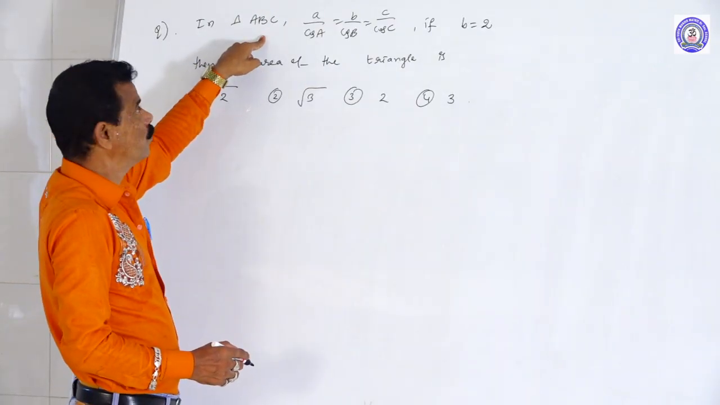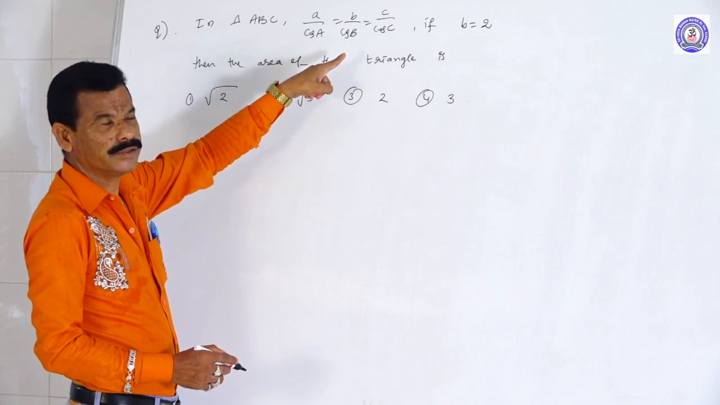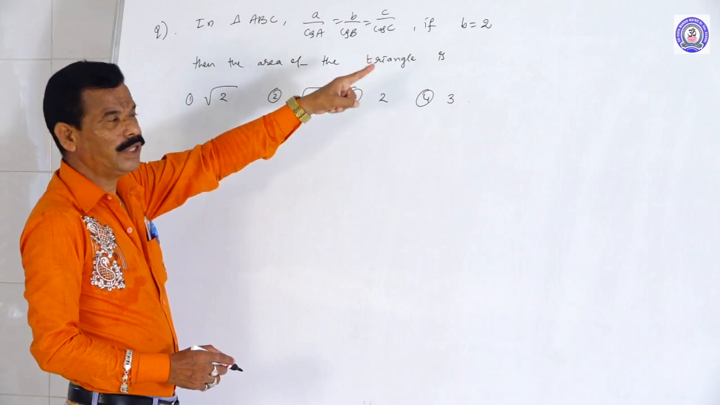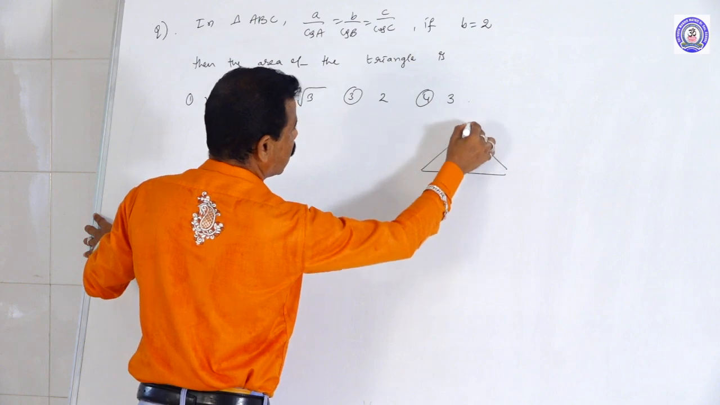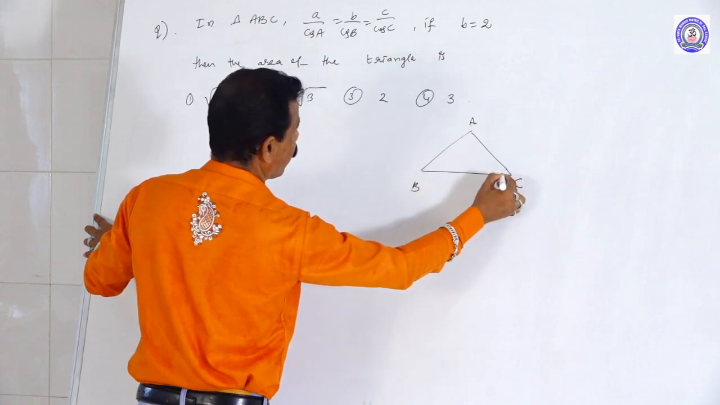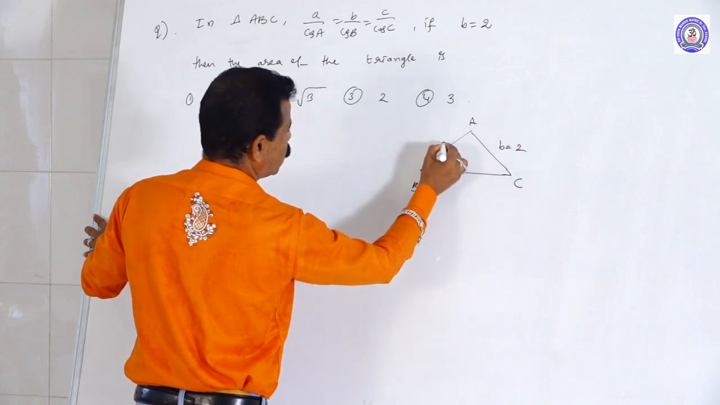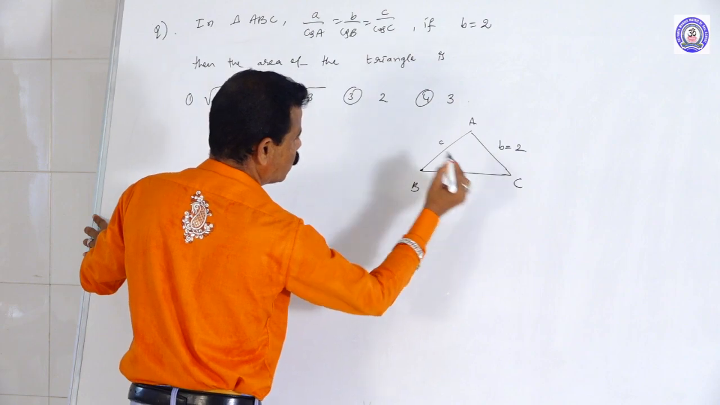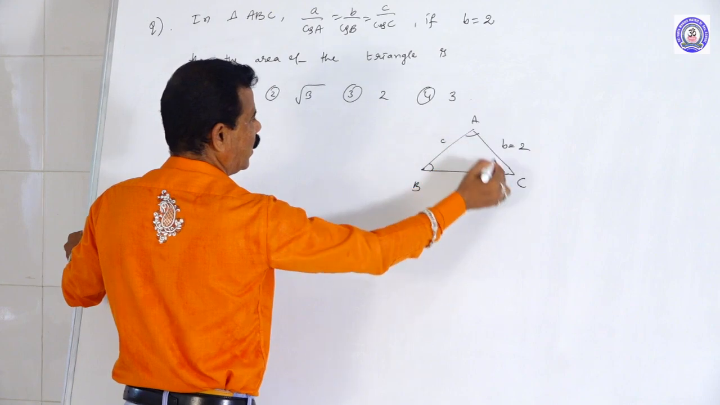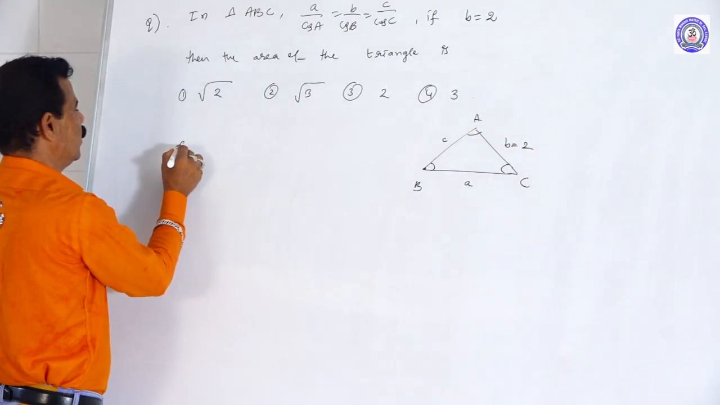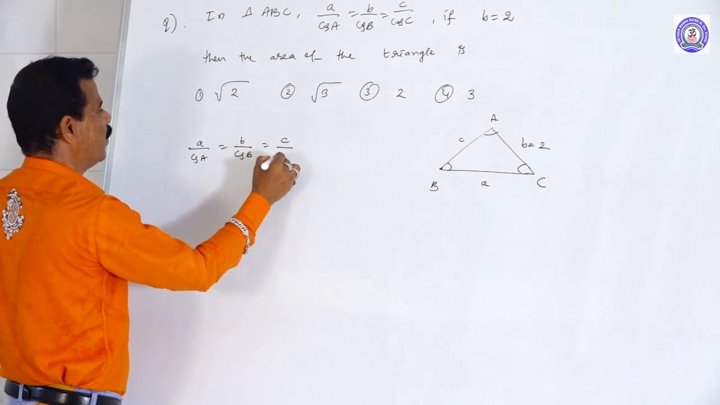In triangle ABC, a/cos A is equal to b/cos B is equal to c/cos C, given. If b is equal to 2, b is one side. Here one triangle is here. This is A, B, C. Opposite to B is the small b, this is 2, given. Opposite to C is the small c. Opposite to A is the small a length.